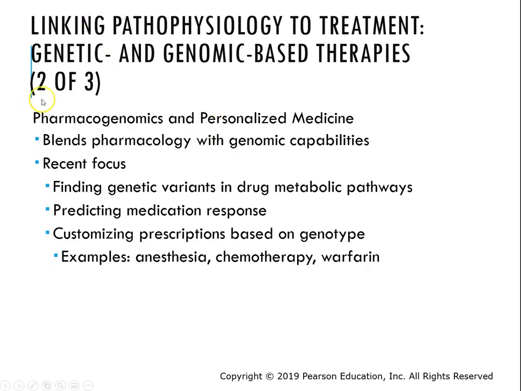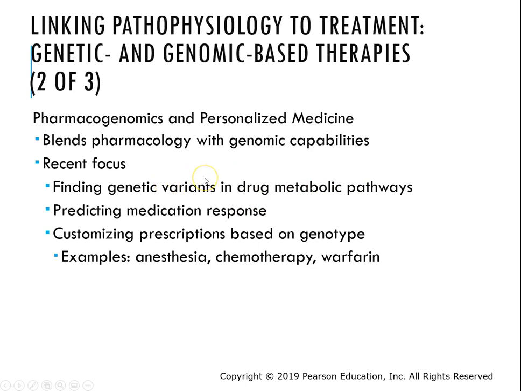If we talk about pharmacogenomics, personalized medicine, we've probably heard a lot about this over the last couple of years. It's the idea of blending pharmacology, basically drug development, with genetic or genomic capabilities. Some of the recent focus here is finding genetic variants in a drug metabolic pathway. So there are alterations in the way a patient might clear a drug, for instance, and the way the drug gets metabolized in the body. It's important to identify these genetic variants.